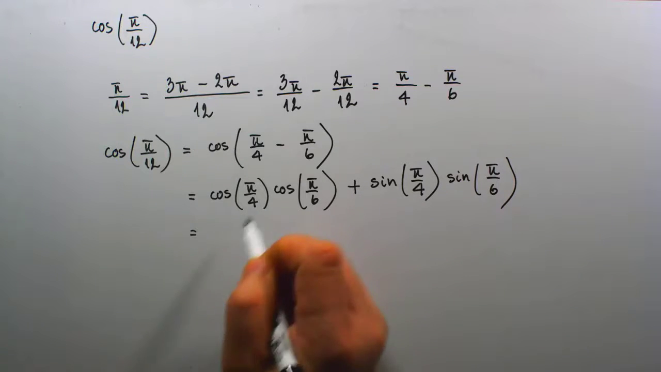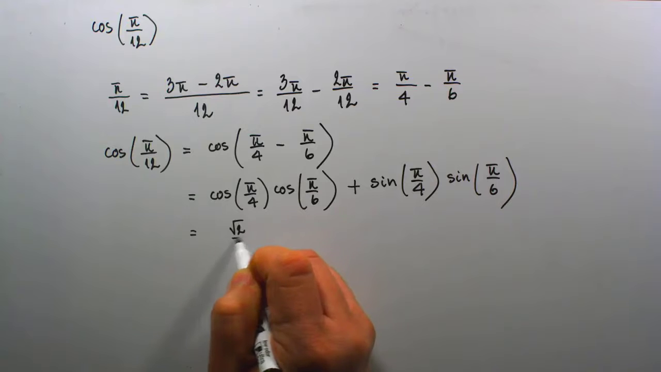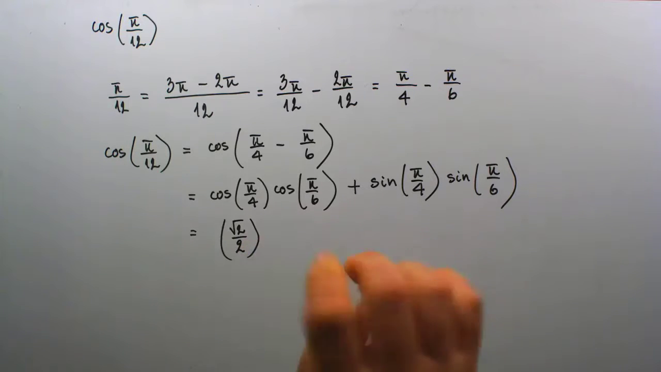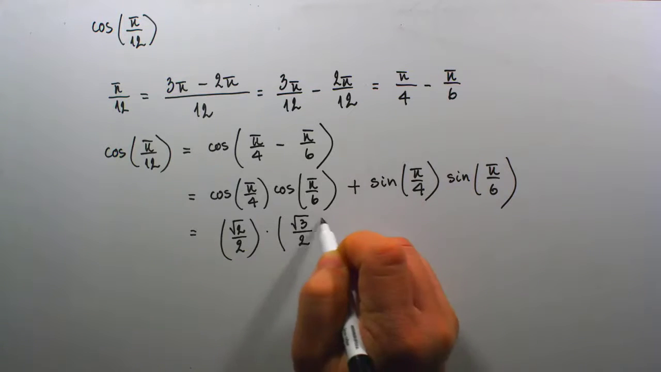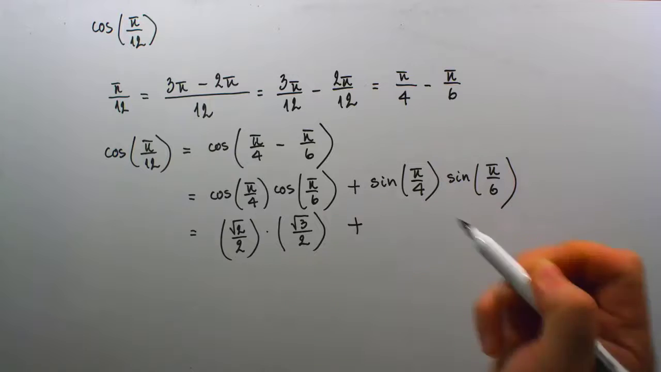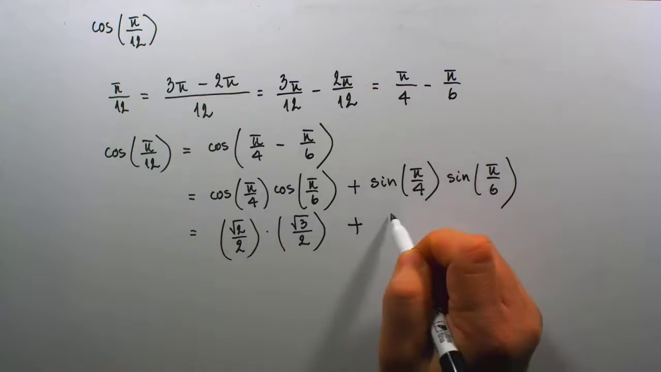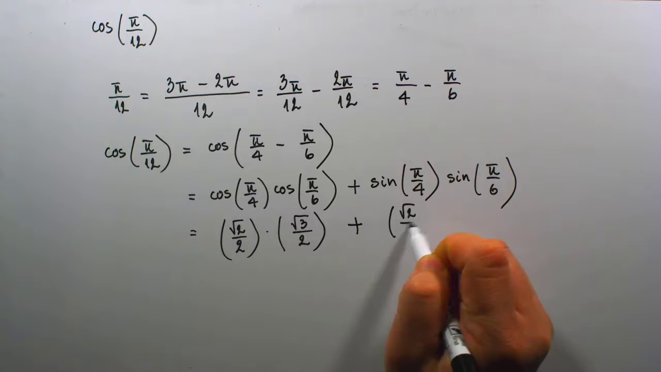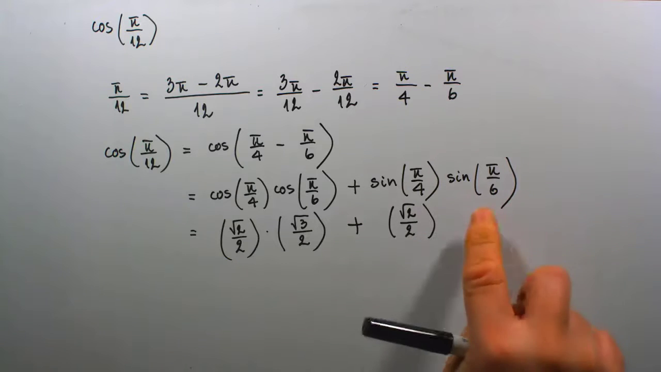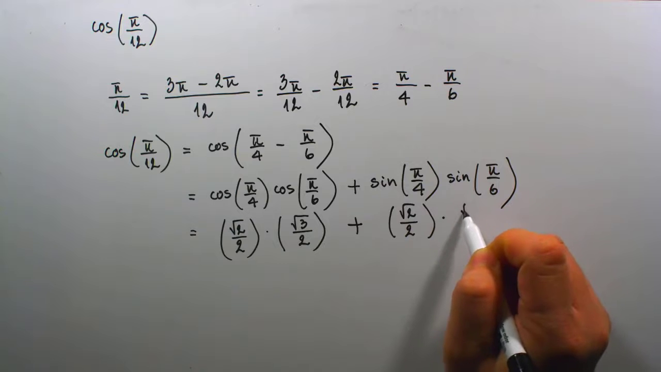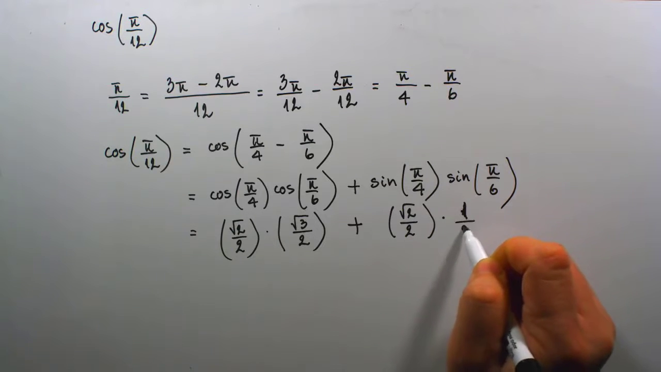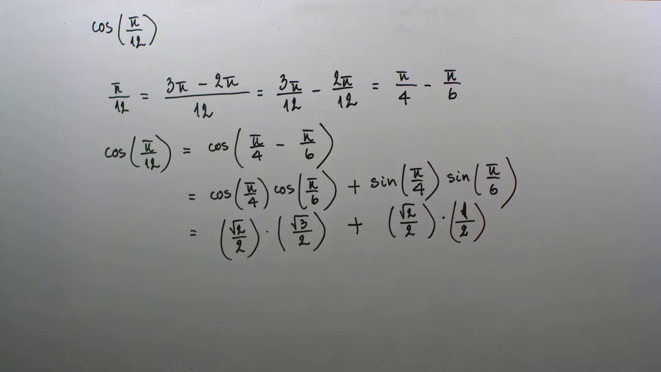So cosine of pi over 4 gives me square root of 2 over 2. Cosine of pi over 6 gives me square root of 3 over 2. Plus, now sine of pi over 4 gives me square root of 2 over 2. And sine of pi over 6 gives me 1/2. And now we are ready for a final calculation.